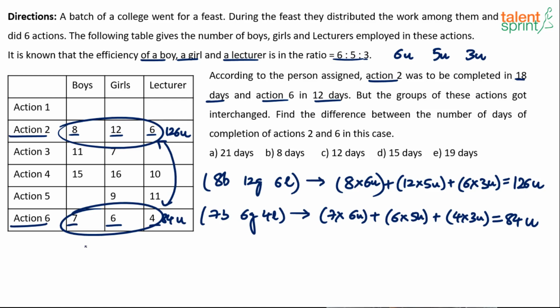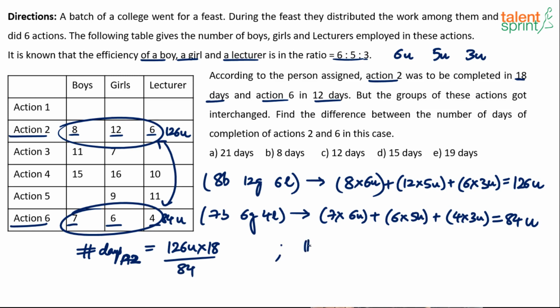See, now let's find out the number of days required. Number of days required for action 2, A2, let's say. See, what is the total work, by the way? This group could have done 126 units per day. For how many days did they work? They worked for 18 days. So the total work done was 126 into 18. But that now will be done at the rate of 84 units instead. So how many days? The new number of days required is 126 units per day into 18 days, divided by 84.